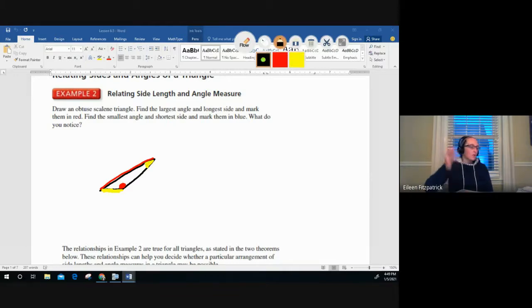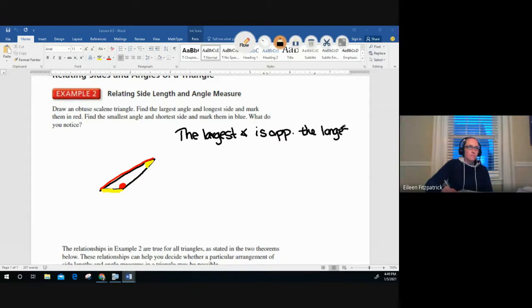So what conclusion, what observation can we make? Well, it appears that the longest side and the largest angle are across from each other, and the smallest angle and the shortest side are across from each other. Okay, so that's the observation we're going to make. The largest angle is opposite the longest side. And the smallest angle is opposite the shortest side.